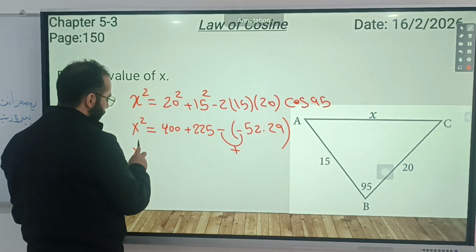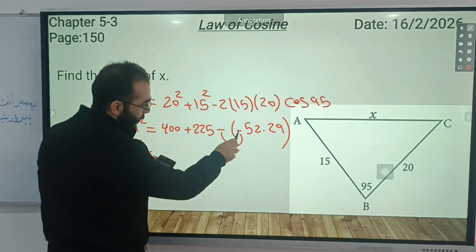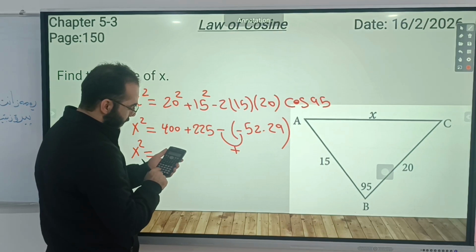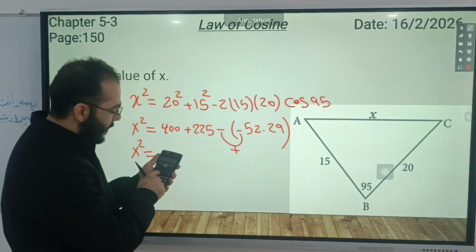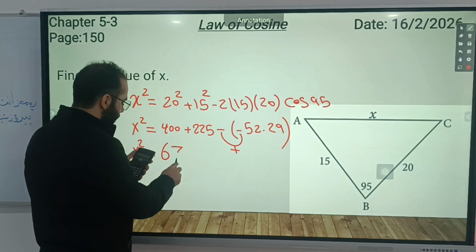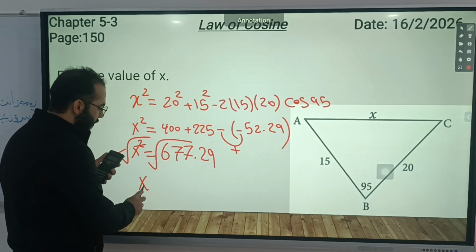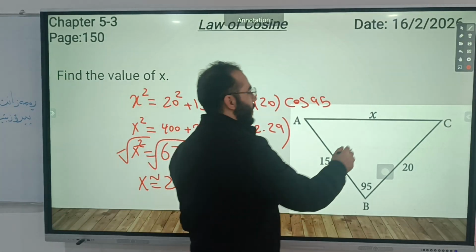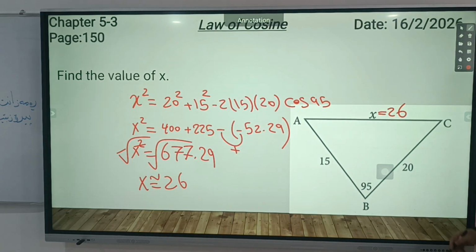So x squared equals 400 plus 225 plus, be careful, this becomes positive, so plus 52.29, which equals 677.29. If you take the square root of it, x equals the square root of this number, which is almost 26. So that side equals 26 by using the law of cosine. Perfect.